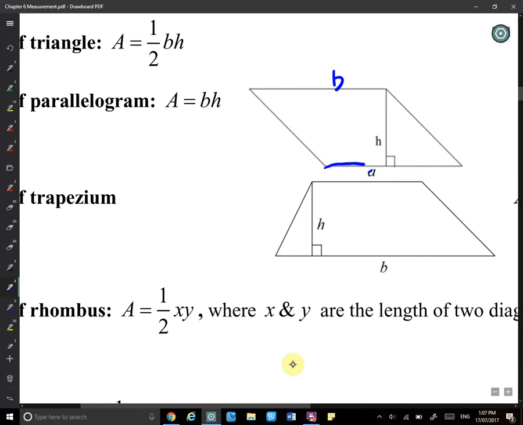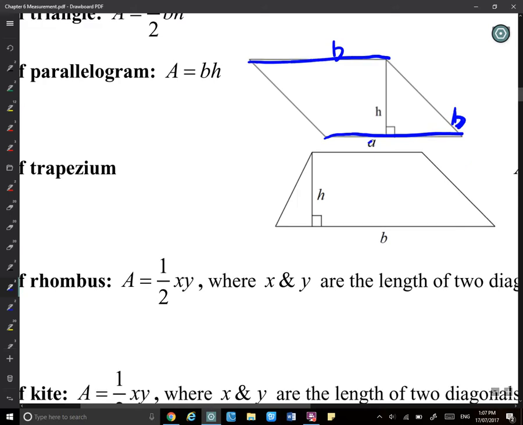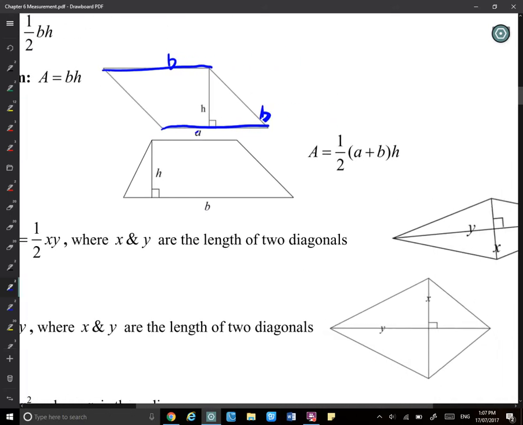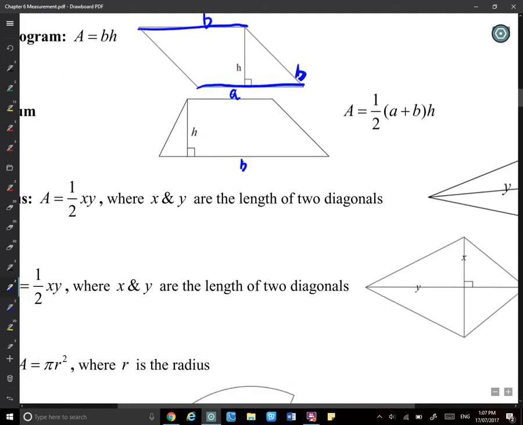So this is B. This is B as well. So it's B times the height. And for trapezium, it's a half times A plus B, the two parallel lines added together, times the height. That's trapezium.